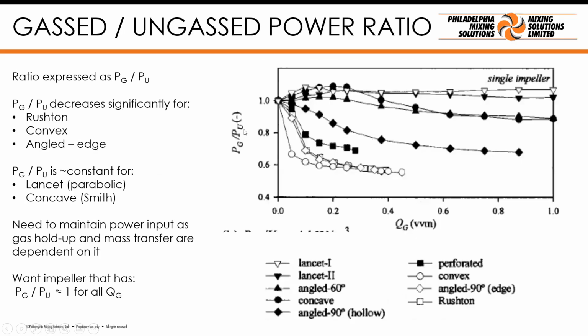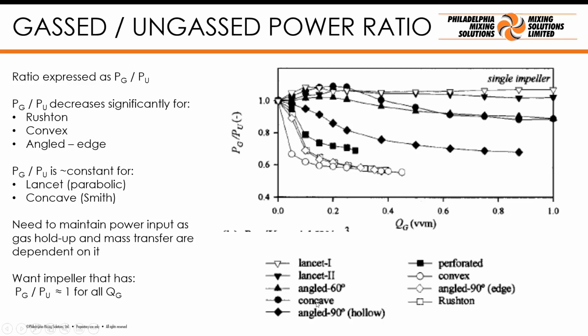So as the gas is turned on, the reduction in power is smaller than it would be for the Rushton turbine. This chart is a blow up of one of the ones we just saw. The Rushton is the open square circles, and we see a power drop of about 40% from a gassed to ungassed ratio of 1 to 0.6.